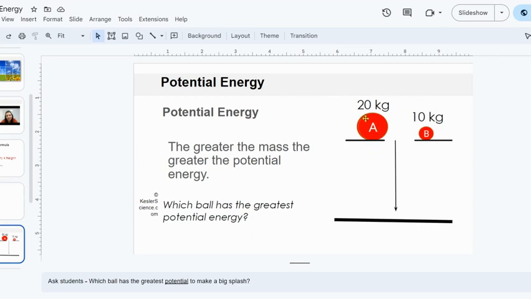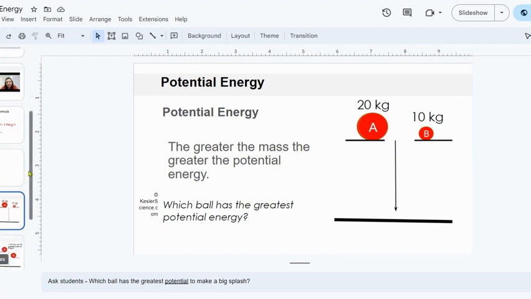Right here, we have a large object and a smaller object. This is half the size. Which one do you think will have the greatest amount of potential energy? Well, you're probably thinking that it's going to be this one, and you're right. That just makes more sense. If I drop something that's bigger, it's going to have more damage than something that's smaller.